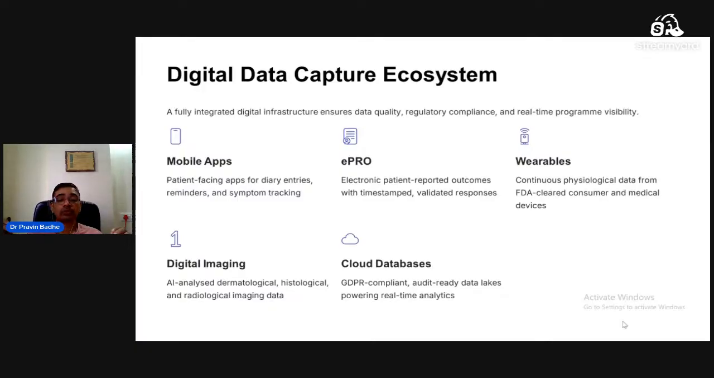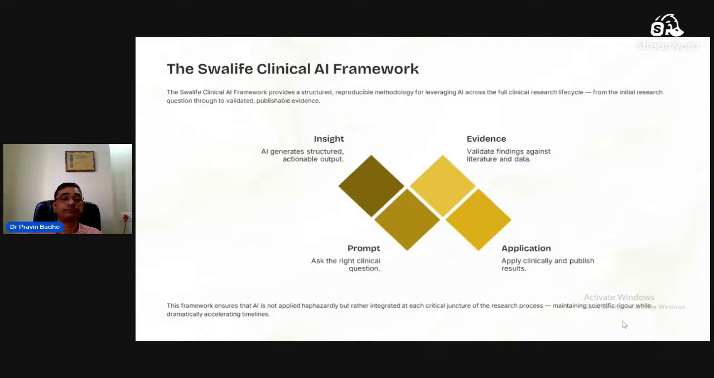There is no ethical and compliance issue shouldn't be there, and data should be well protected. So that's where regulatory and compliance comes. And it's very important. So this is the framework of the clinical work that we do.